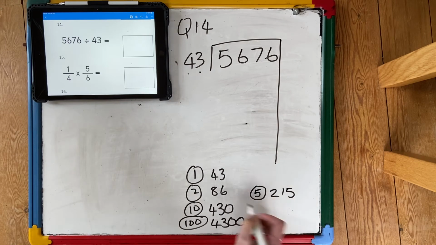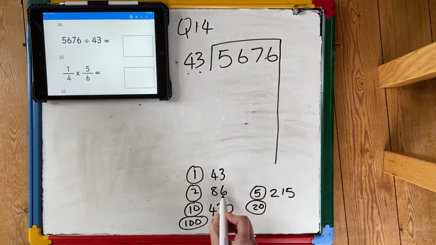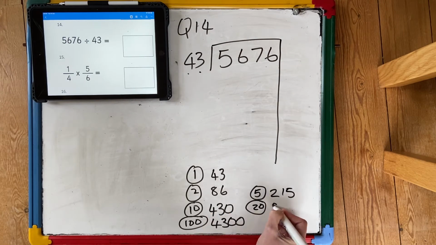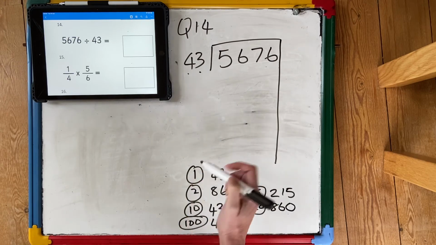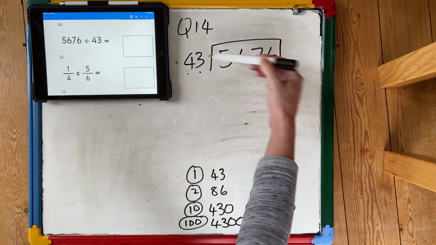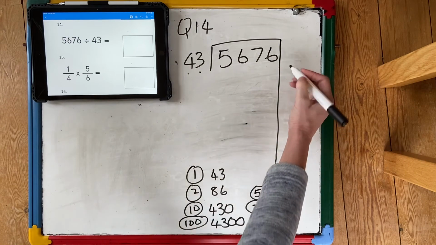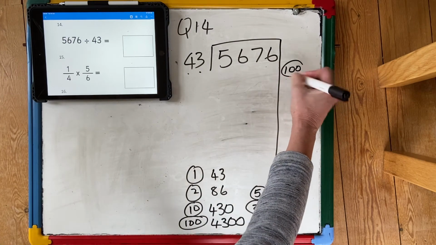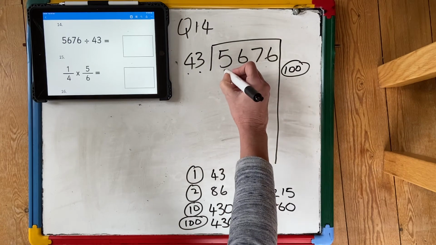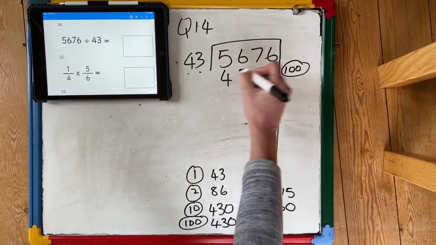What else could we do? 20 43s, well I know that 2 43s is 86, so 20 43s, make it 10 times bigger, 860. So now I've got my starburst, I can start to subtract chunks of 43. So first of all, I'm going to subtract 100 chunks of 43. So I'm going to subtract 4,300.